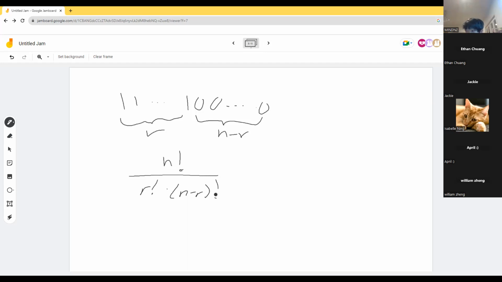By the way, if you guys have any questions, make sure to ask. Right, and again, if you want to think about it, then you label the 1s and label the 0s. Right, and there's r factorial ways to rearrange these and n minus r factorial ways to rearrange these.